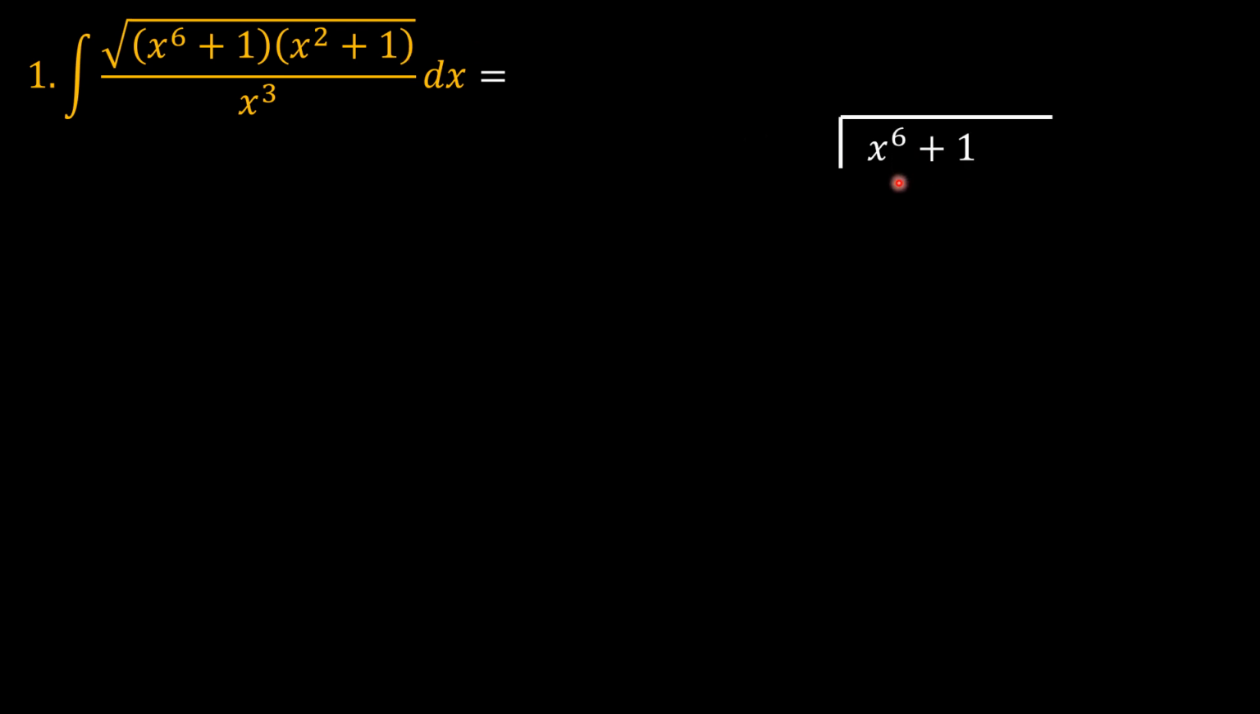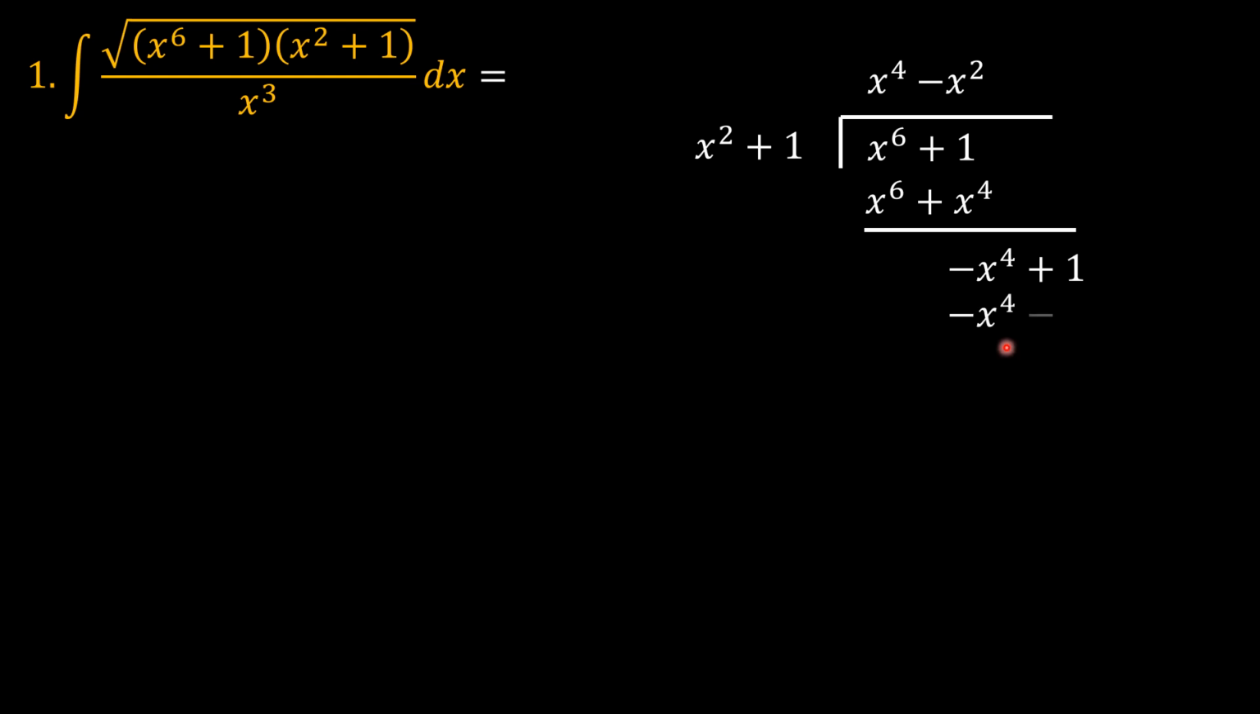Dividing x to the power 6 plus 1 by x squared plus 1 means I would have to multiply that by x to the power 4. That gives me x to the power 6 plus x to the power 4. Subtract that from x to the power 6 plus 1, and we get minus x to the power 4 plus 1. And then multiply by negative x squared, which gives negative x to the power 4 minus x squared. Subtract that from negative x to the power 4 plus 1. We get x squared plus 1. And then multiply this by 1. We get x squared plus 1, and that has no residue.